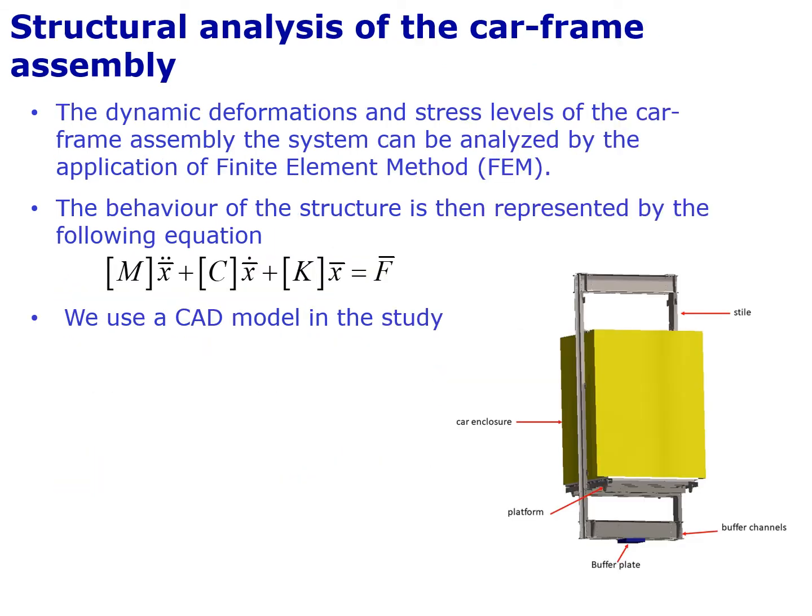For structural analysis of the car frame assembly, we use finite element analysis. The behavior of the structure is represented by the same equation, equation 1, but this time in matrix form. So we have the mass matrix, damping matrix, and stiffness matrix. We also developed a CAD model for the FEM analysis. The CAD model assembly comprises buffer channels, buffer plate, platform, and car enclosures.